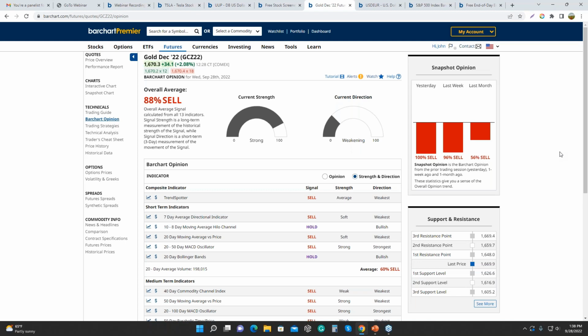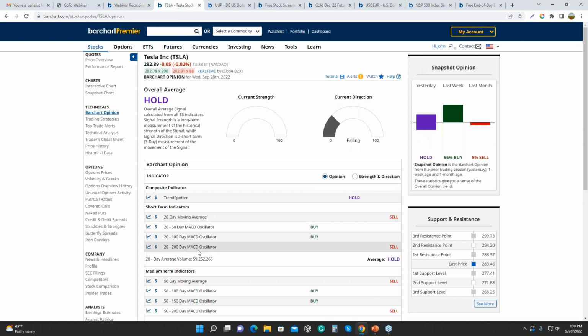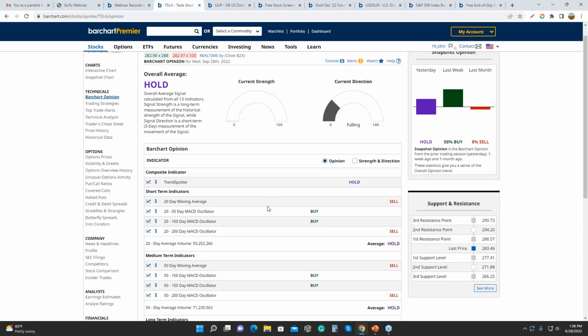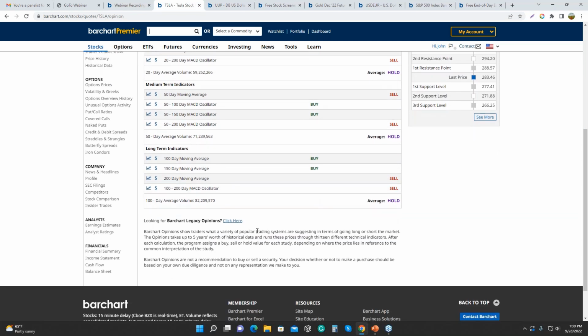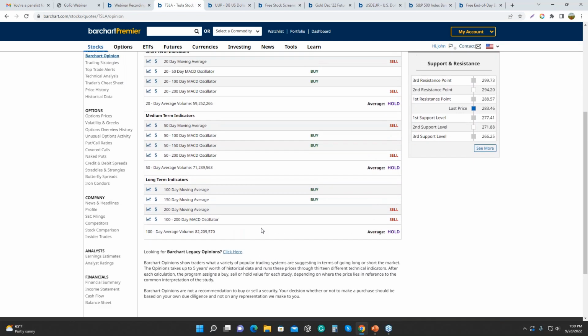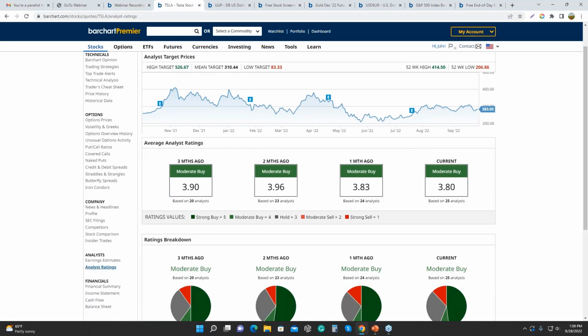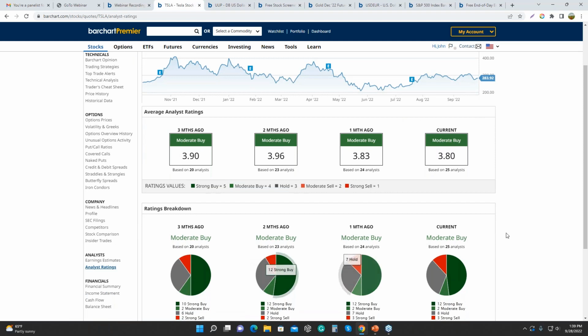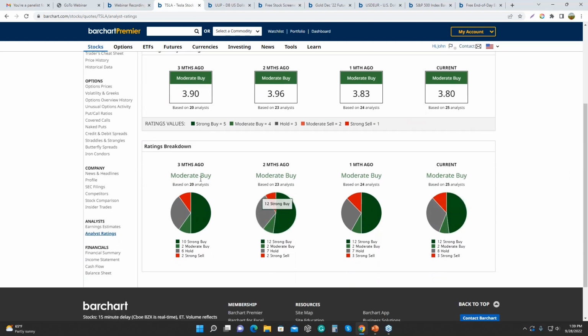There's something that our support group gets a lot. If you do me a favor, go back to your Tesla. Yeah, Tesla's showing a hold opinion. And now I want you to go a little bit further down in the navigation and select the analyst ratings all the way down there at the bottom. We frequently get people say, well, hold on. You showed Tesla as a hold and the analysts are saying that it's a moderate buy right now. What gives?